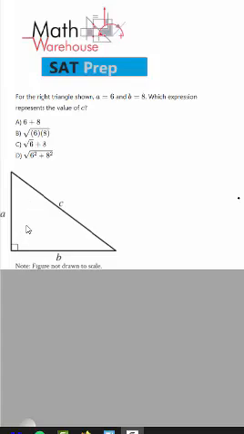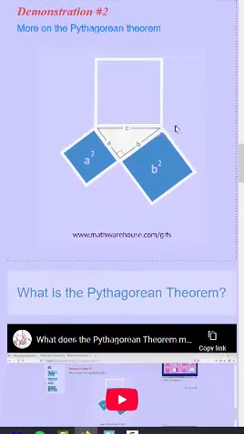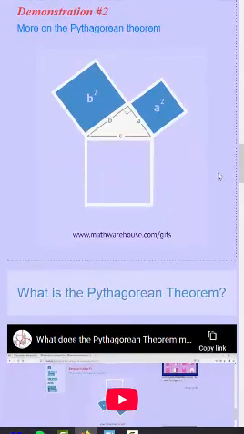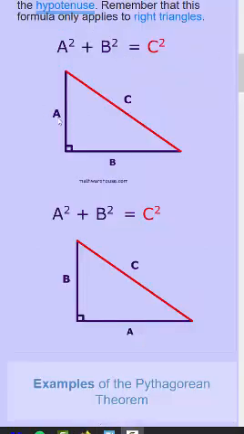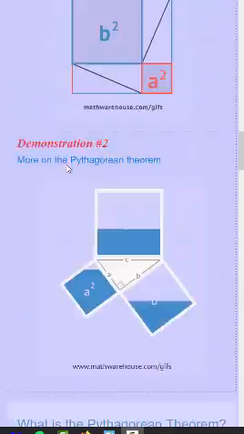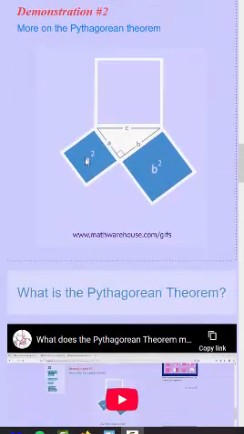So this is just a straightforward question involving the Pythagorean theorem. I have a whole separate video on the Pythagorean theorem. I'm going to give you a 20-second demo of it. The Pythagorean theorem states that a squared plus b squared is c squared. As you can see in this formula, a squared plus b squared is c squared, where c is the hypotenuse opposite the right angle.